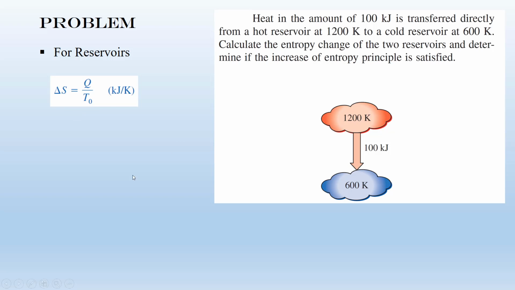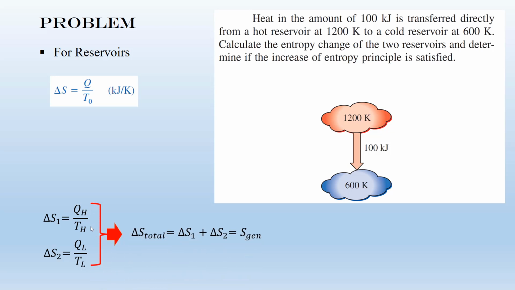So in this case, guys, we have two delta S. The delta S1 for the heat source is QH over TH, and then the delta S2 is QL over TL, and then the total delta S, which is the S generation, is delta S1 plus delta S2. You remember that the delta S total equals the S generation.